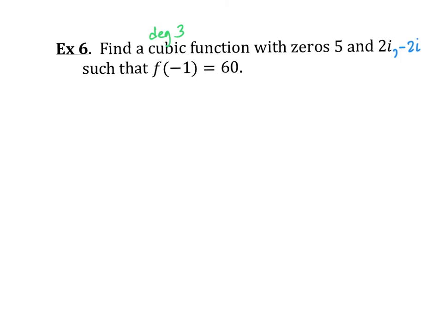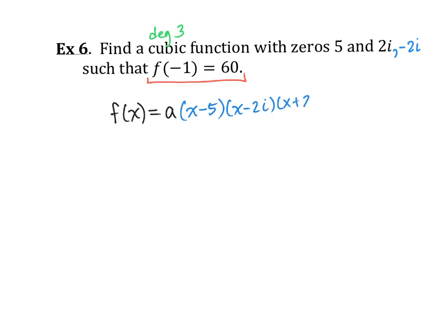Okay, they are adding a restriction that f of negative 1 equals 60. This means you will have a unique polynomial. There are not multiple answers. There's only one answer. Let's go ahead and set it up. f of x equals, I'm going to add a constant in front because eventually I'm going to have to make this work with f of negative 1 equals 60. Now for my zeros, I have x minus 5, x minus 2i, and x plus 2i.